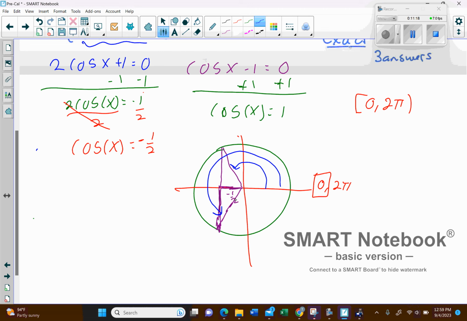If you were to look at your unit circle, I believe this one would be 2 pi over 3, and this one would be 4 pi. Oh wait, hold on, let me double check that, make sure I'm doing this right. Yeah, I believe that is right. So 4 pi over 3. And so those are going to be my 3 solutions for this.